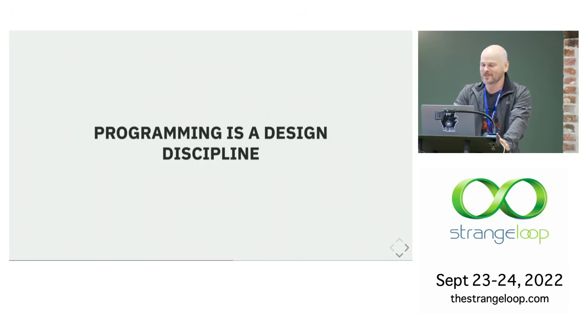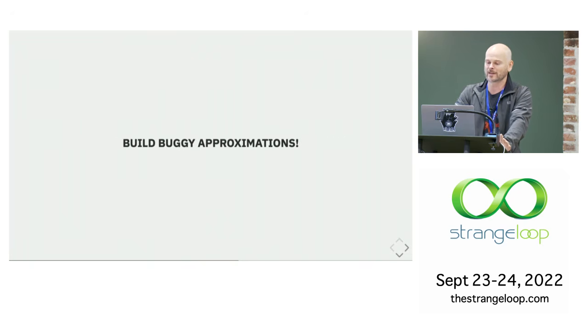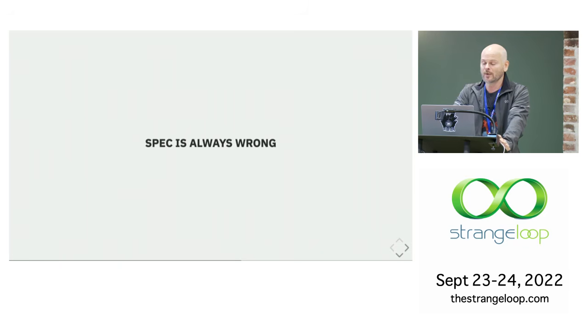As a design discipline, you find that you will figure out what you're building as you build it, right? You don't actually know when you start, even if you think you do. So it's important that we build buggy approximations on the way. And I think it's not the best use of your time to prove theorems about code that you're going to throw away anyway. In addition, the spec is always wrong.